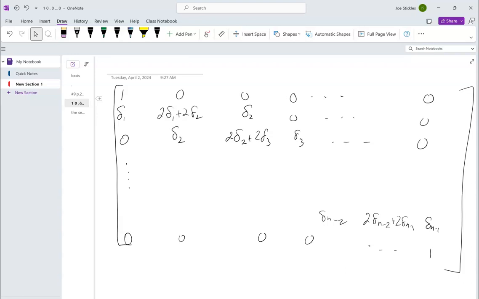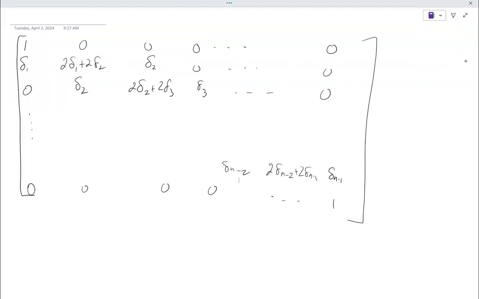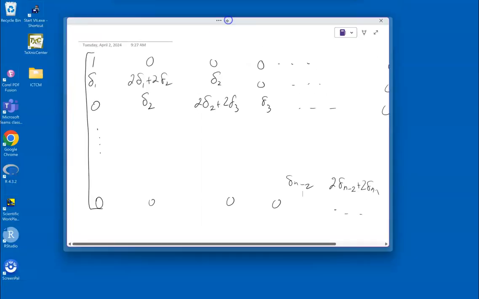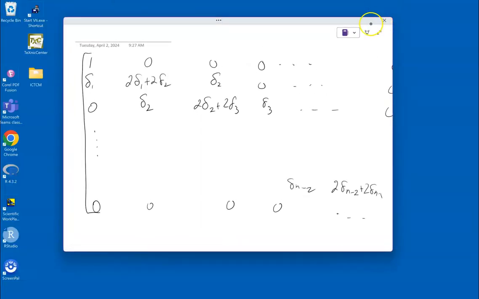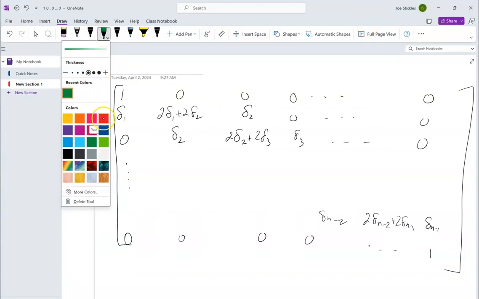Remember again, our elimination process. Let's see if I can. Well, what in the world am I doing? Just trying to change the color of my pen, and I was not having much luck.